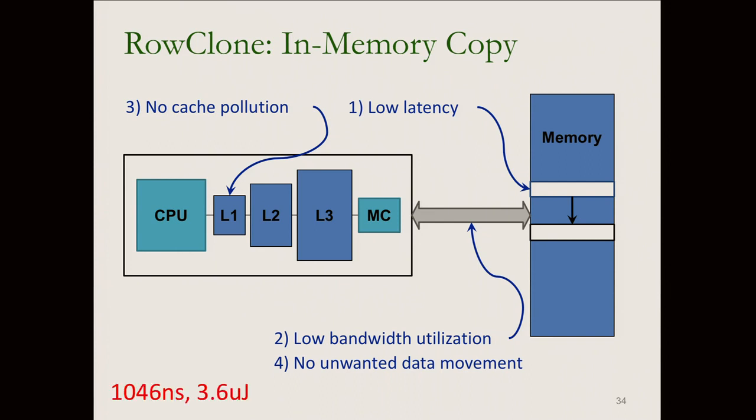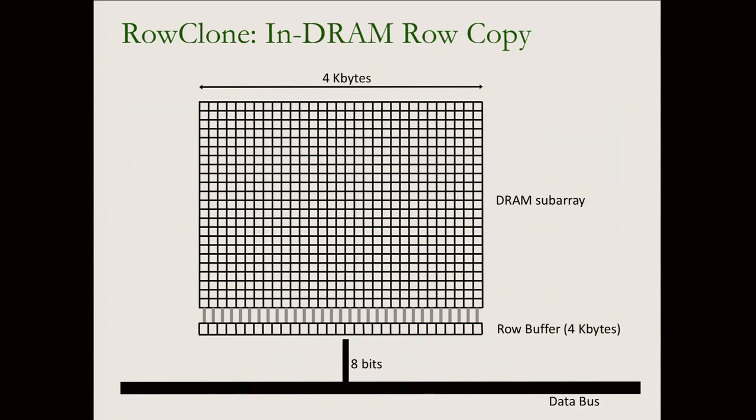So the paper's approach, in the best case, reduces this 1,046 nanoseconds to 90 nanoseconds and 3.6 microjoules to 0.04 microjoules. So let's take a look at how this is done. So I'm going to give you the best case example. Let's go into a little bit more detail in terms of the key approach.